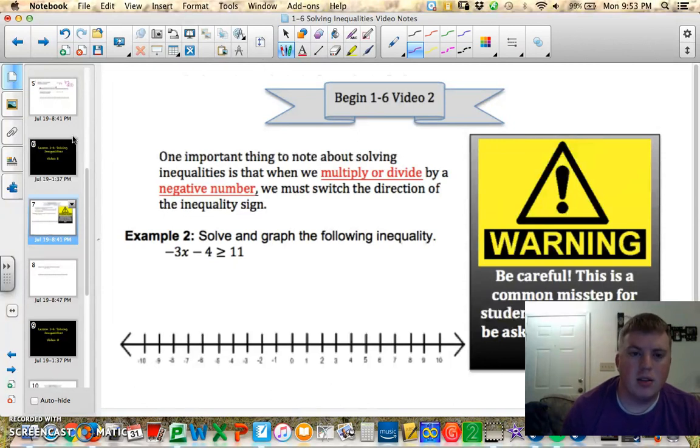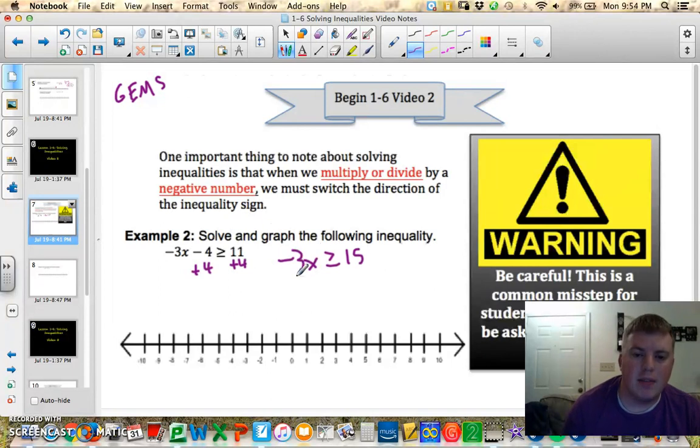So again, we are still following our GEMS. We're going through the order of operations backwards. So we want to undo this subtraction. The opposite of subtracting, remember, is addition. So we're going to add 4 to both sides. That will give us negative 3x is greater than or equal to 15.